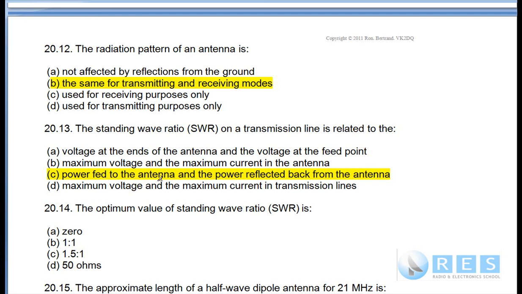But you do need to know that SWR is related to the power fed to the antenna and the power reflected back, and there's a simple mathematical equation to work out the SWR, or it's simply the ratio between the transmission line impedance and the load impedance. If the load is 500 ohms and the transmission line's 100 ohms, then your SWR is 5 to 1. 20.14, the optimum value of standing wave ratio is 1 to 1.